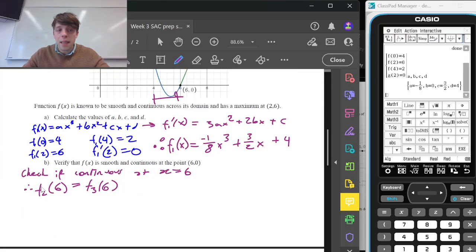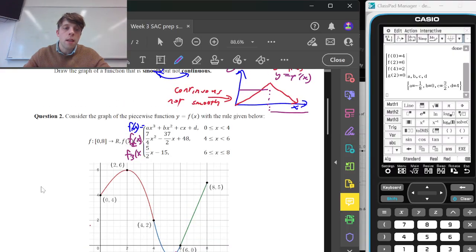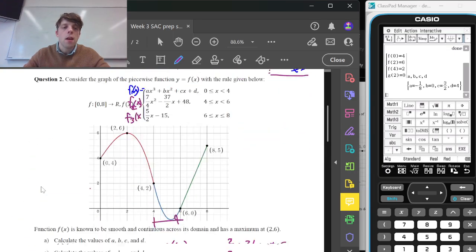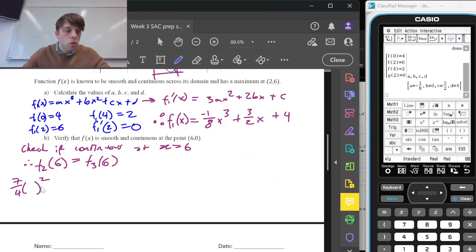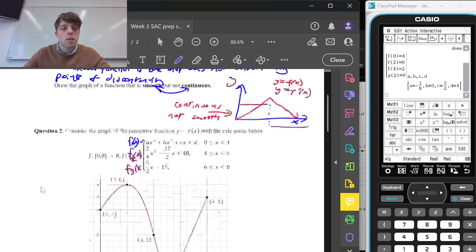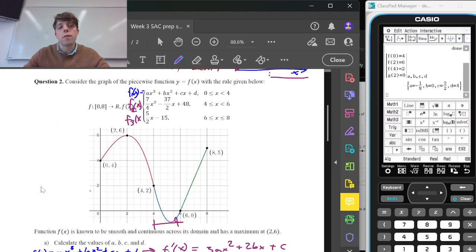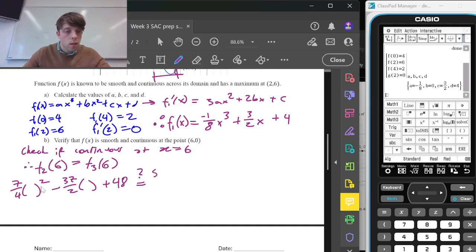So I'm just going to start out with the left-hand side over here. So f2 is 7 over 4 x squared, yep, minus 37 over 2 times x plus 48. And is this equal to f3, which is 5 over 2 x minus 15? I've just put a question mark there because I don't know if this is true yet. This is actually what I'm trying to show. So let's check to see if this is true.